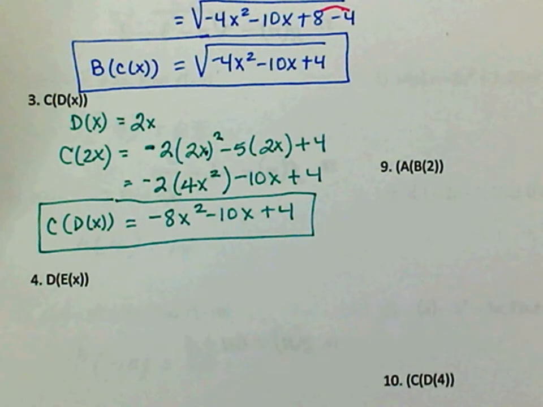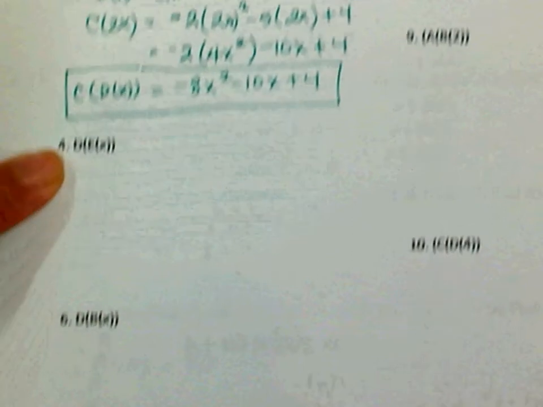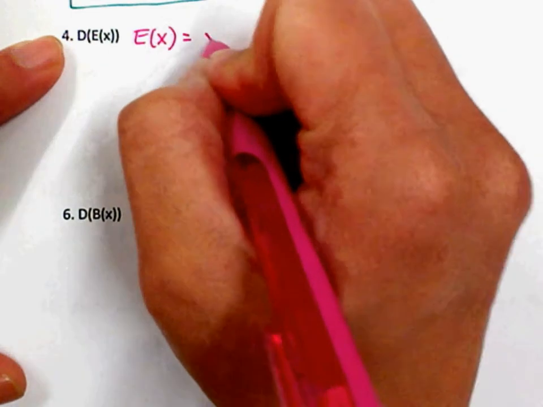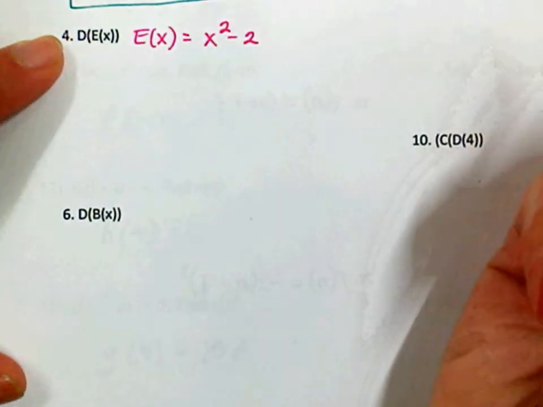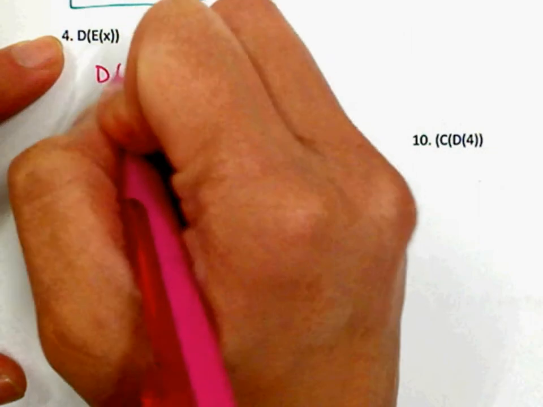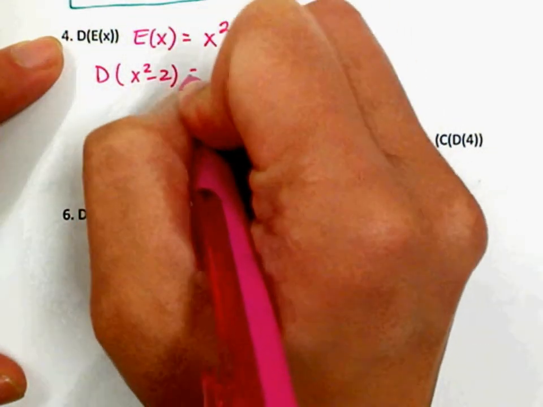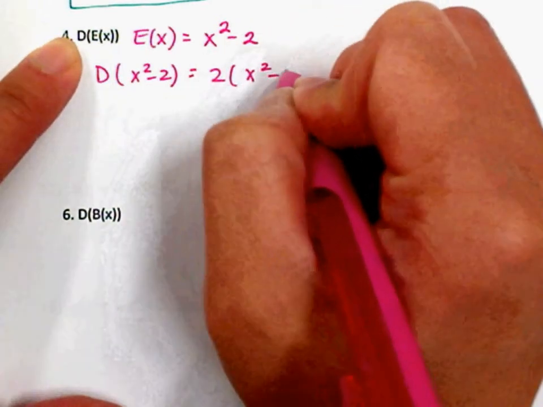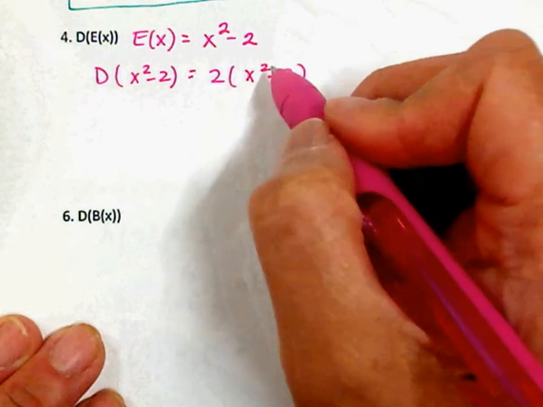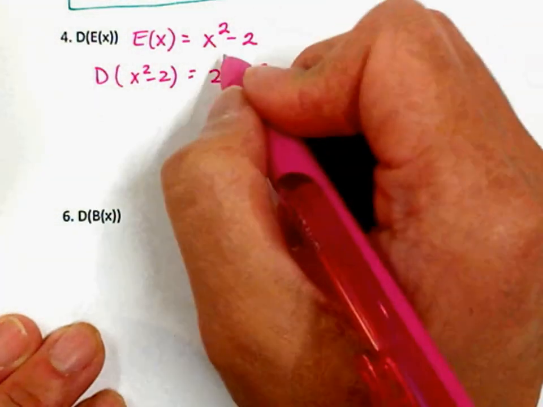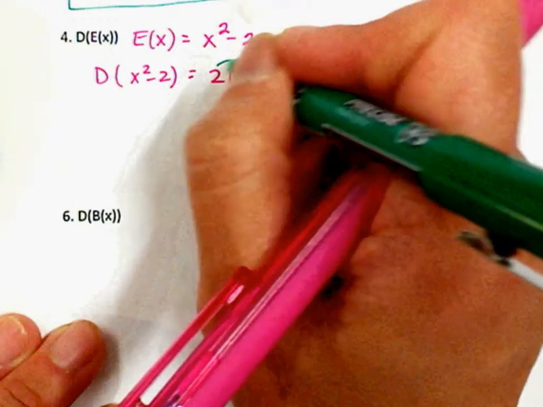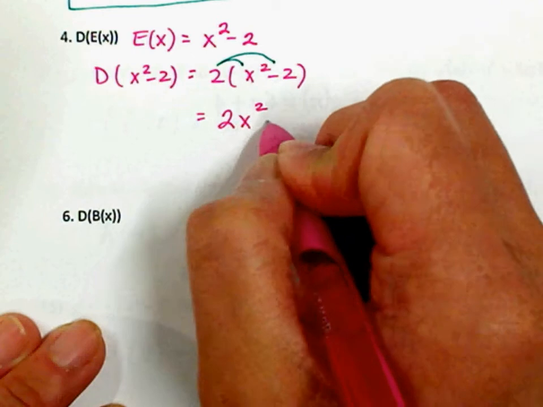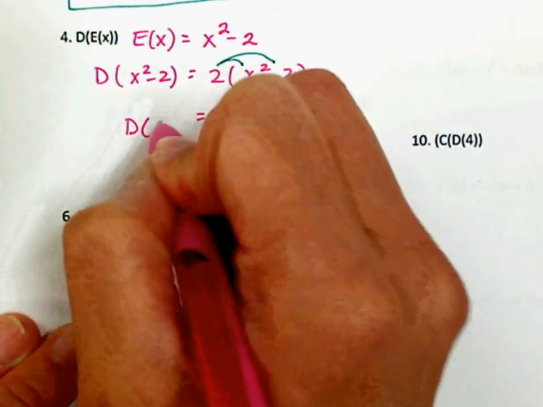Alrighty. Number 4. We're going to start off with our e of x, which is x squared minus 2. Okay? Show your work. Your d is now x squared minus 2. Your x is now x squared minus 2. So d, 2 times x squared minus 2. Notice the square goes with the x, not the whole thing. So all you have to do now is distribute. Okay? So you have 2x squared. 2 times negative 2 is negative 4. So there's d of e of x.